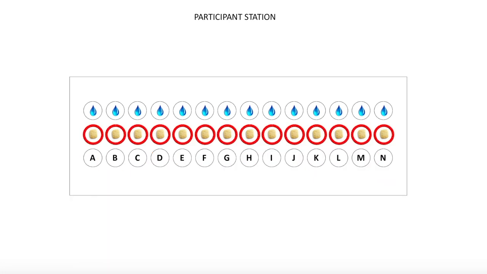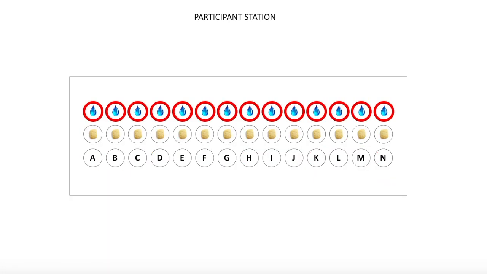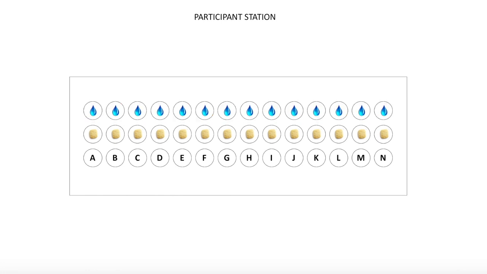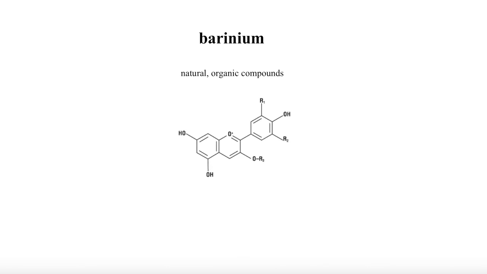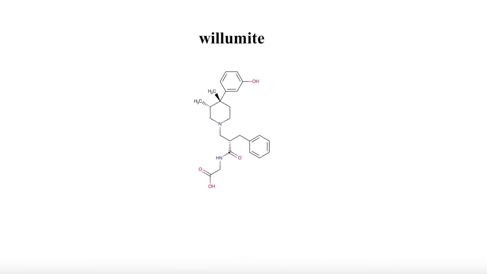There are also 14 small crackers and 14 cups of water. In a moment, you'll taste each of these juices in a random order. The juice samples have varying levels of beryllium, an ingredient created in our lab that is derived from a combination of natural organic compounds. The samples also have varying levels of willemite, which was also created in our lab.